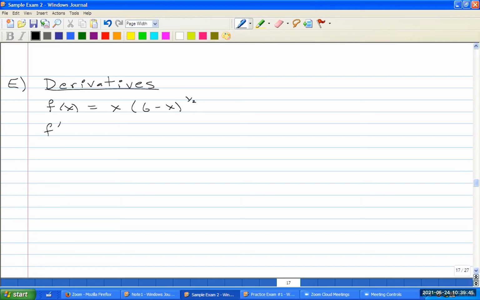Let's take the first derivative. So I'm going to have to use the product rule. So the derivative of the first times the second plus the first times the derivative of the second. And so bring down the 1/2 in front, rewrite what's inside, all to the exponent of 1 less, all times the derivative of what's inside.